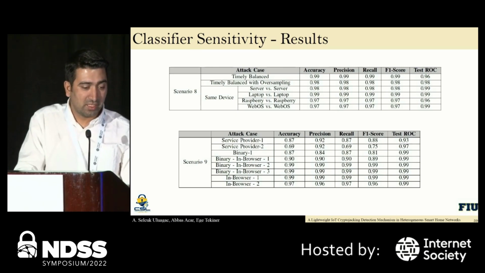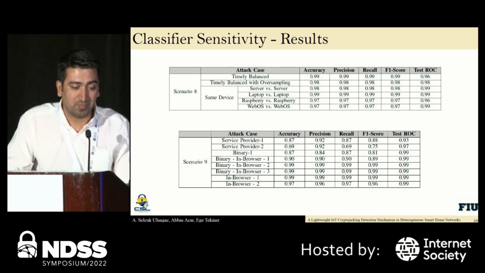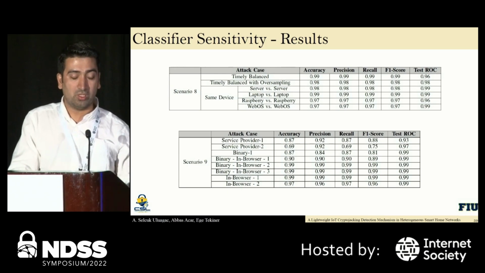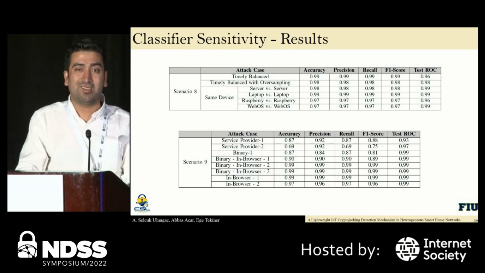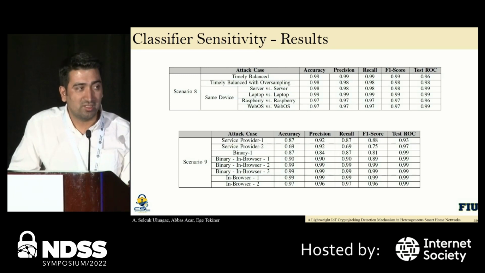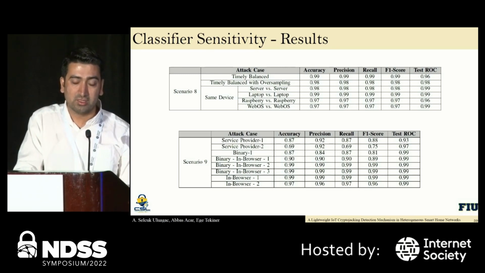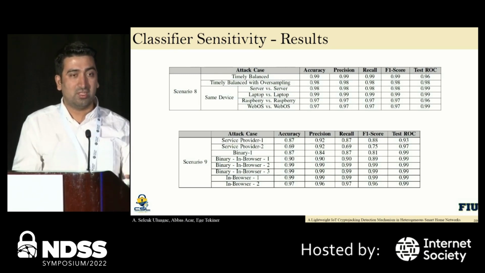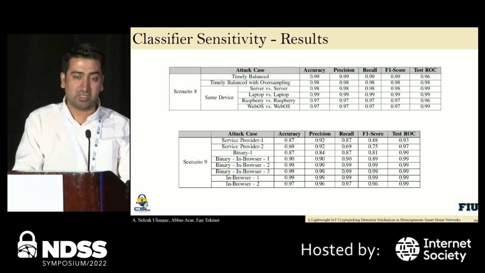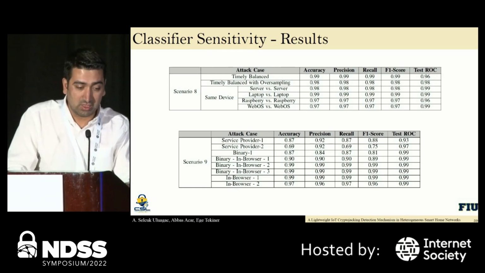And in the 9th scenario, we can see the transferability between different service providers. For example, let's say we trained our dataset with one service provider, and then we observe malicious activity from another service provider, and we can actually still detect that.